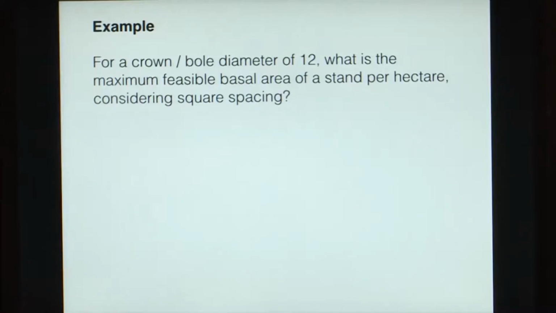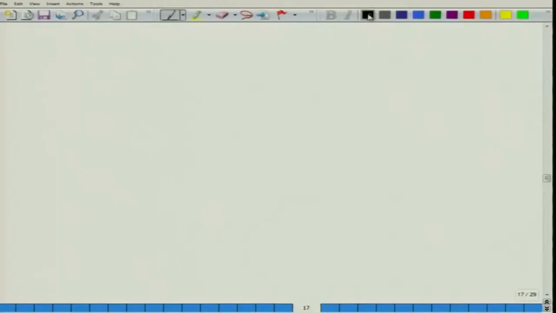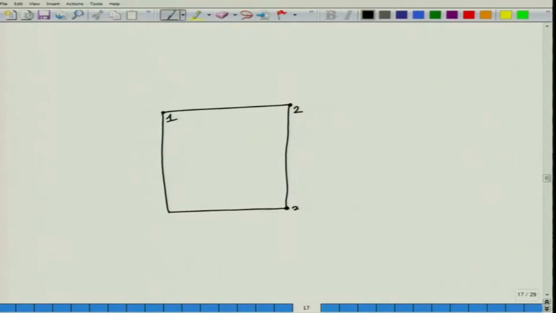So, how do we solve this problem? Let us consider a square spacing. When we have a square spacing, this is the position of the first tree, this is the position of the second tree, this is the position of the third tree, and this is the position of the fourth tree, and there are no other trees in between. So, here we have 4 trees.